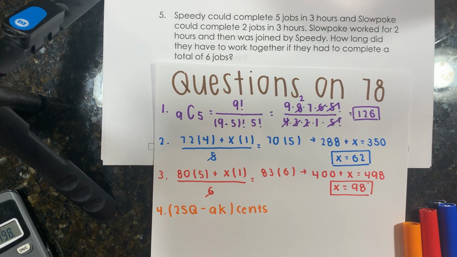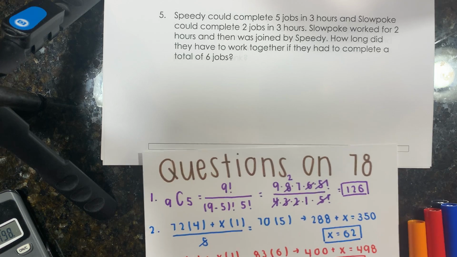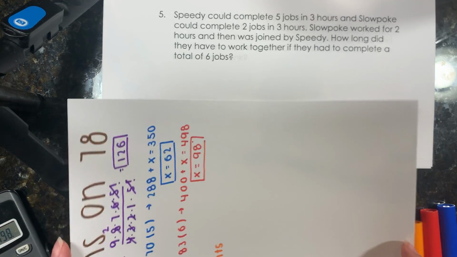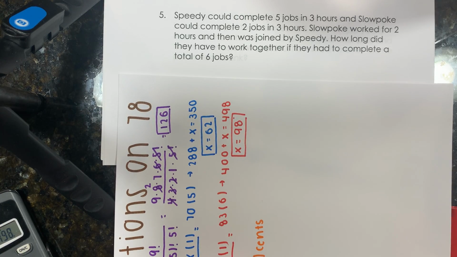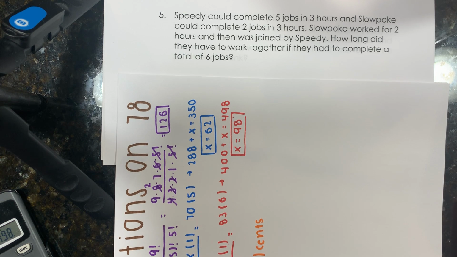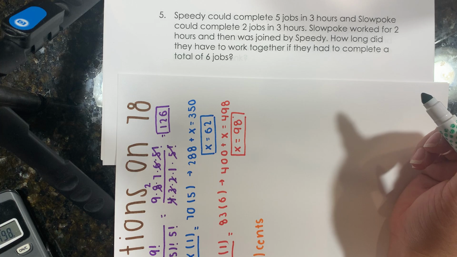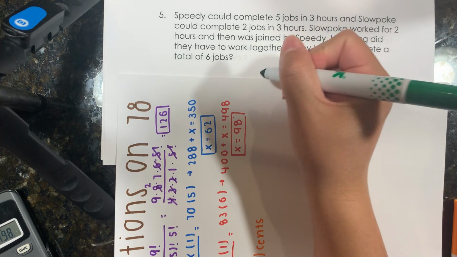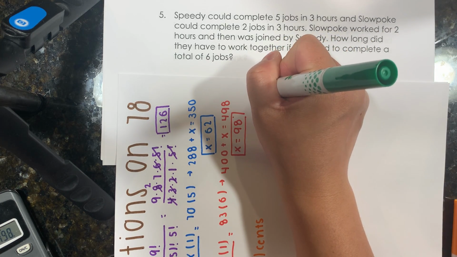Now moving on to number 5. So we have Speedy could complete 5 jobs in 3 hours and Slowpoke could complete 2 jobs in 3 hours. Slowpoke worked for 2 hours and then was joined by Speedy. How long did they have to work together if they had to complete a total of 6 jobs? So number 5 is an old problem.